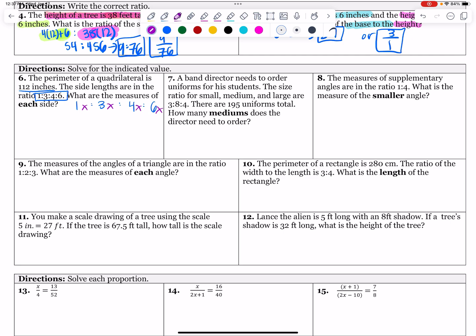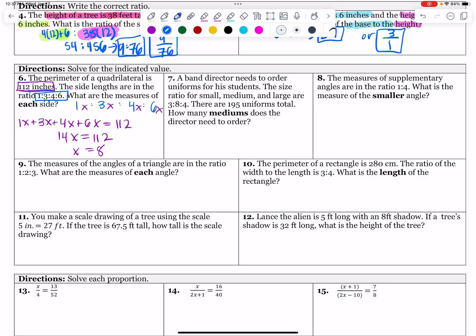So what can I do with that value? I can use that to write an equation and say, hey, all of these original pieces, 1x, 3x, 4x, and 6x, should have a total of 112 inches for the perimeter. And then I can combine like terms. And again, I get 14x is equal to 112. So when I divide by 14 on both sides, I'm going to get 8. So that is what x is. That's what I've taken out of each of these pieces.